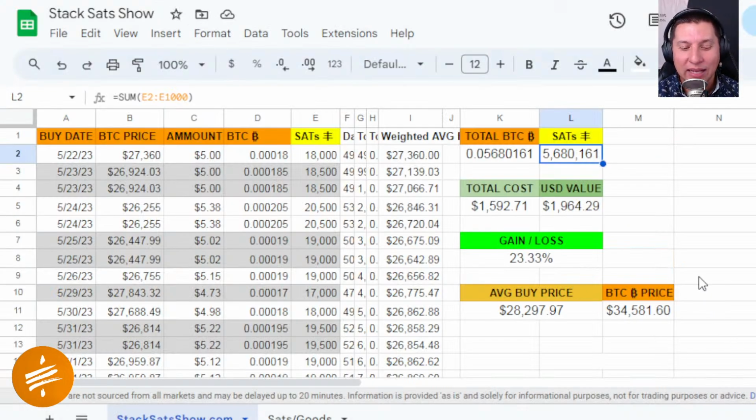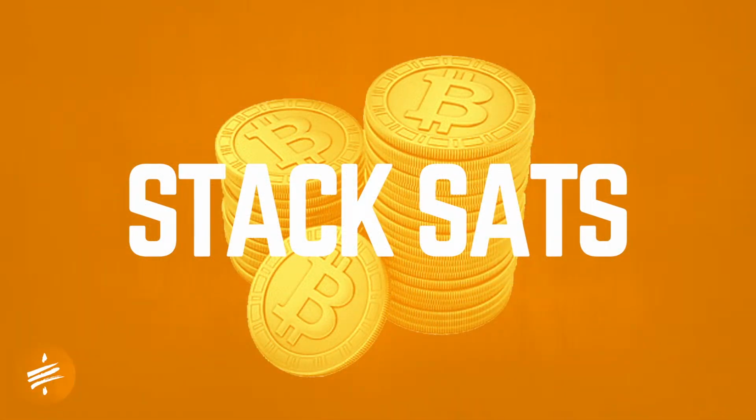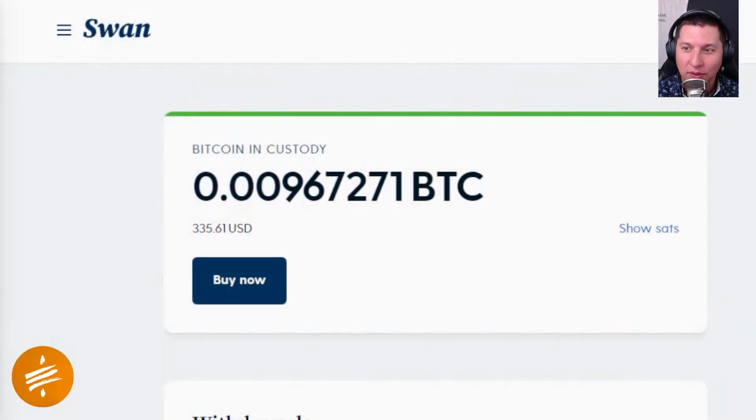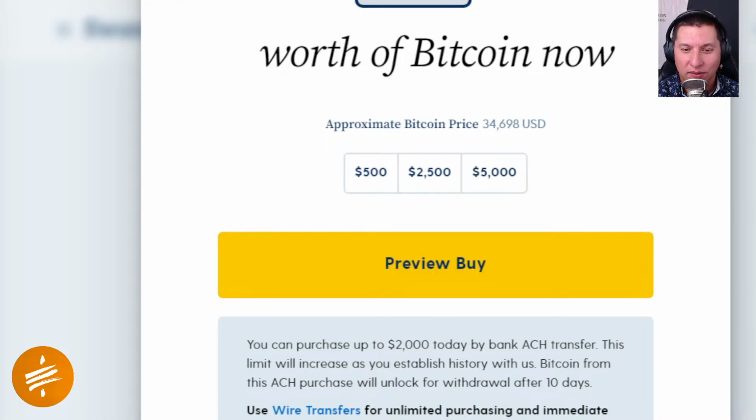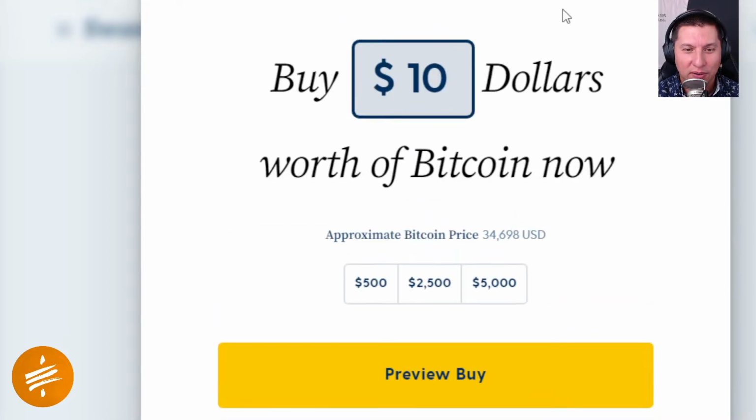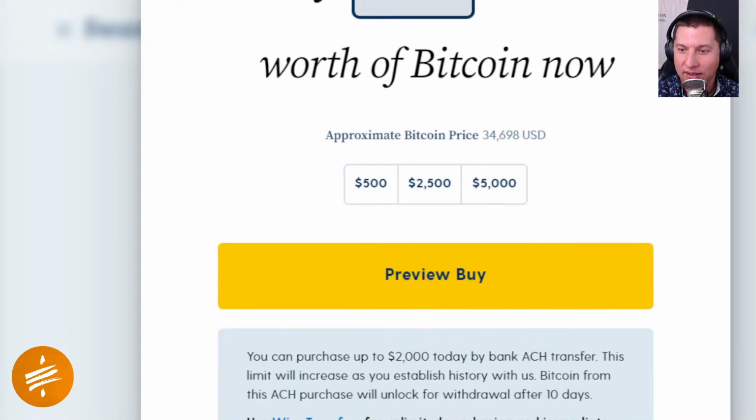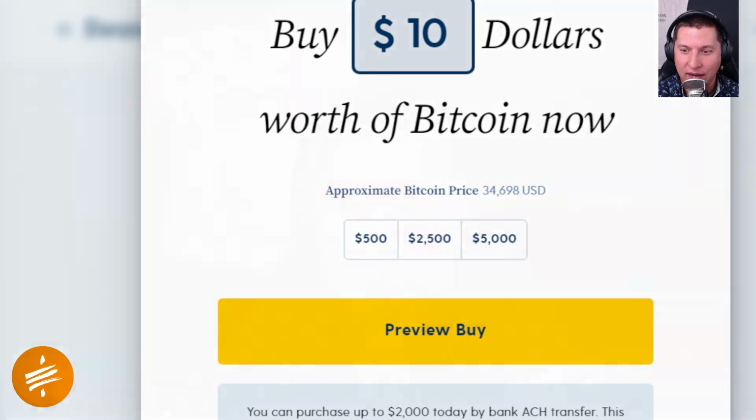Okay. So with that said, today we're going to be stacking $10 and it's time. It's time to stack some sats. Here we go. Oh, where'd it go? All right. We're going to use Swan Bitcoin to stack sats today. We're going to buy $10 worth of Bitcoin. Let me get this preview going and I will be right back with the actual purchase.